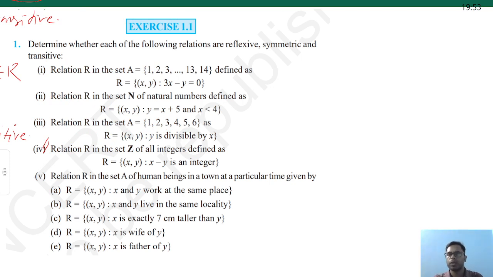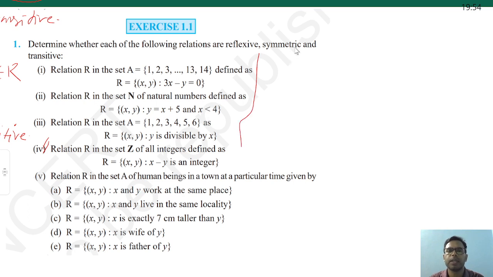New page, I am taking it so it will be convenient for you. What is the second question? R is a relation in the set of natural numbers and defined by this relation, but this time x should be taken less than 4. It means it is a natural number less than 4, so what are the numbers? 1, 2 and 3, a very finite set. Since it is finite, I will write R on a manual basis.